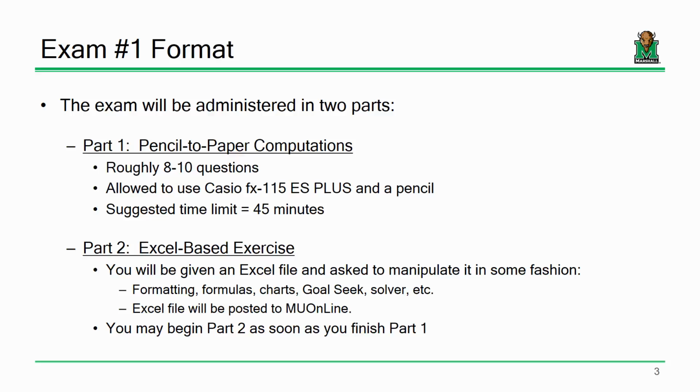So if you spend 45 minutes on pencil and paper calculations, then that'll give you 30 minutes for the Excel portion of the exam. But the exam is designed so that I think the student who is comfortable with the material will be able to finish it in 45 minutes or even less. So it's intentional that there should be an excess of time on the pencil and paper portion.